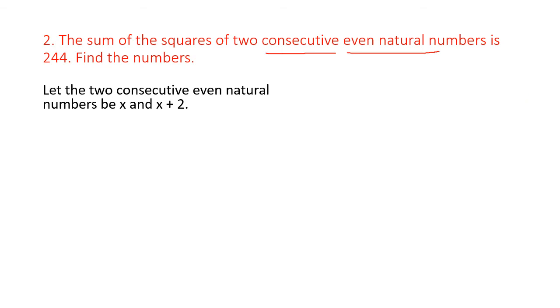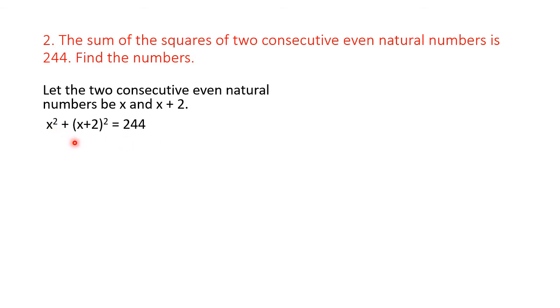So the condition given is the sum. Okay, so the sum is here, look here, the sum of the squares of two consecutive even natural numbers. Squares, the squares of the two even numbers, so the square of x plus the square of x plus 2, the sum is equal to 244. Yeah, and now we are going to solve this.